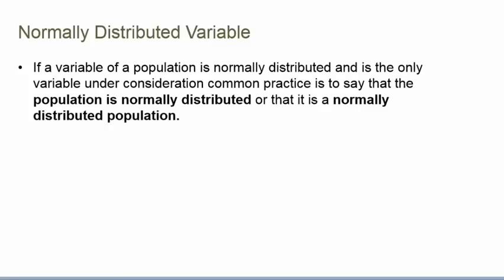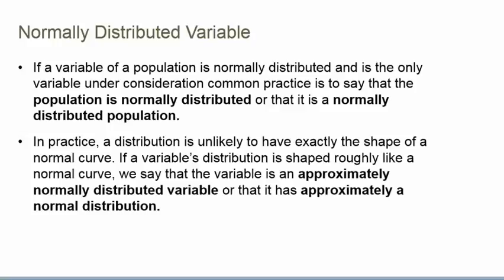Normally distributed variable. If a variable of a population is normally distributed and is the only variable under consideration, common practice is to say that the population is normally distributed, or that it is a normally distributed population. In practice, a distribution is unlikely to have exactly the shape of a normal curve. If a variable's distribution is shaped roughly like a normal curve, we say that the variable is approximately normally distributed, or that it has approximately a normal distribution.